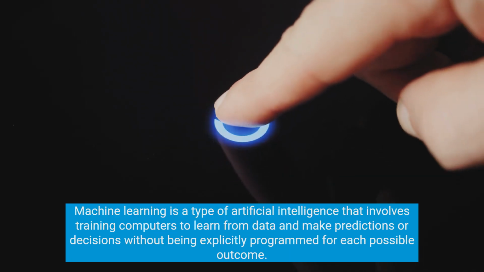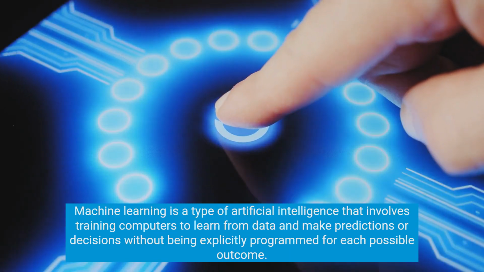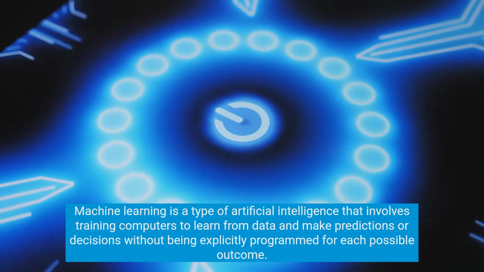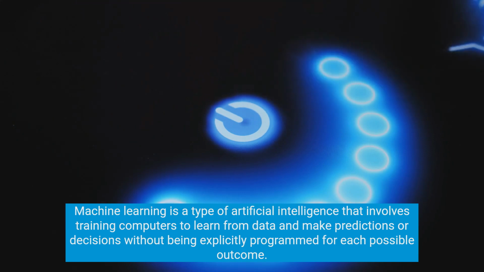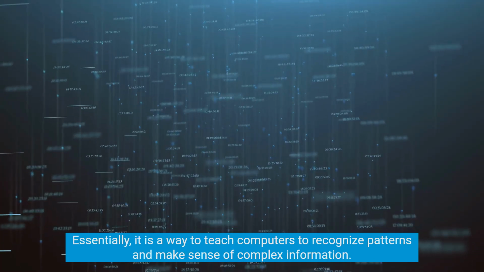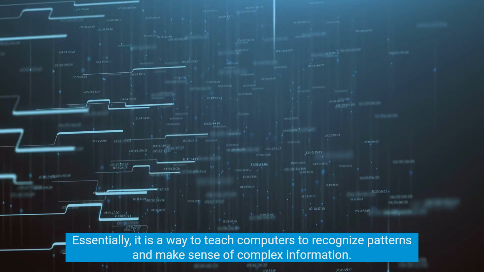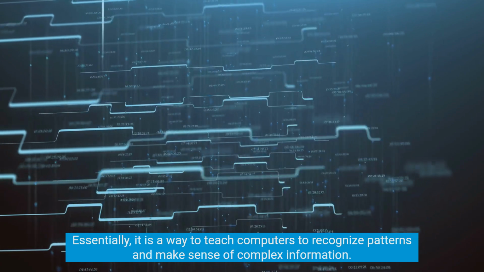Machine learning is a type of artificial intelligence that involves training computers to learn from data and make predictions or decisions without being explicitly programmed for each possible outcome. Essentially, it is a way to teach computers to recognize patterns and make sense of complex information.